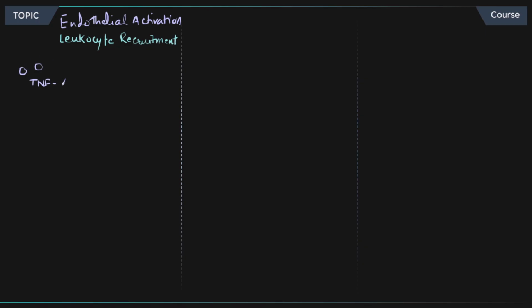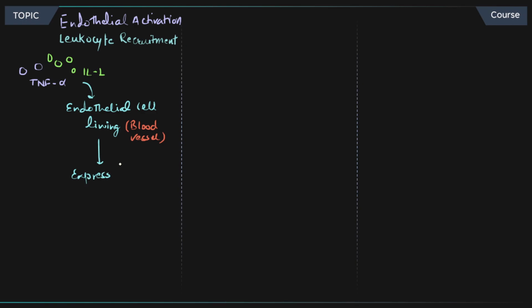The story will again start with the cytokines, TNF-α, and then IL-1. These cytokines are going to activate the endothelial cells, especially the endothelial cell lining in the blood vessel. They are going to act on those linings of the blood vessel. Now, what will happen? These endothelial cells are going to start expressing adhesion molecules.